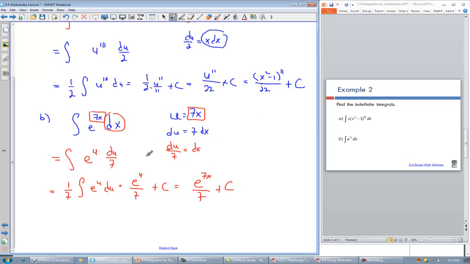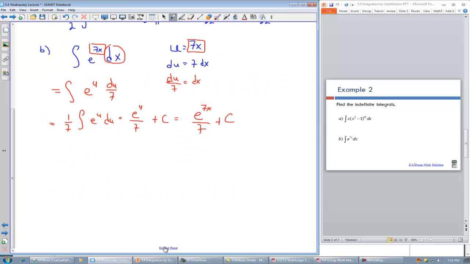And remember, you can check your answers here. It just becomes a little bit harder because the functions are harder. If you want to check your answer, take the derivative of this. The derivative of e to the 7x divided by 7 is e to the 7x times the derivative of the inside, which is 7. So the 7's cancel, plus 0, and you just get e to the 7x back.